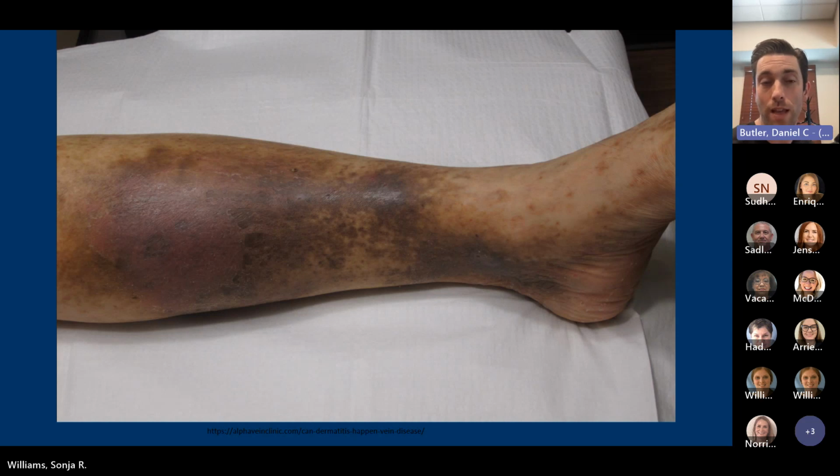So again, this is something that you would want to make sure is going on bilaterally. You would want to make sure is not itchy. And if it wasn't itchy and it was tender, then that would be a cellulitis diagnosis if it was unilateral. Next slide.